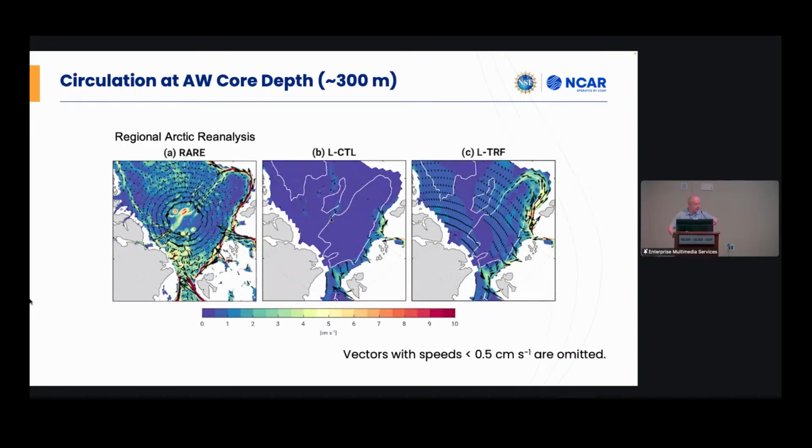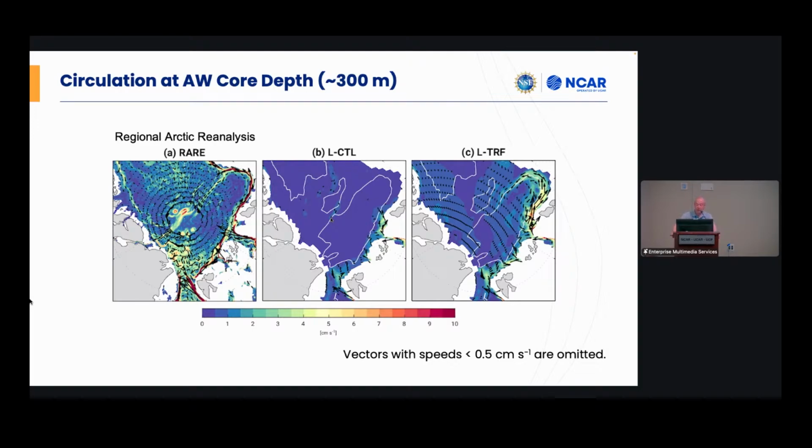One thing is that circulation is important. So this is one of the reanalysis products, and you be the judge. I don't know how much to trust that. That's showing the velocity profiles at 300 meter depth. Control is in the middle. You don't get much. Everything is small. Vectors below half a centimeter per second are omitted.